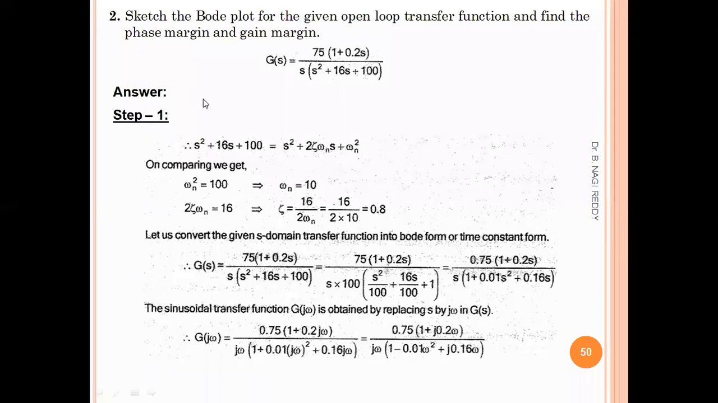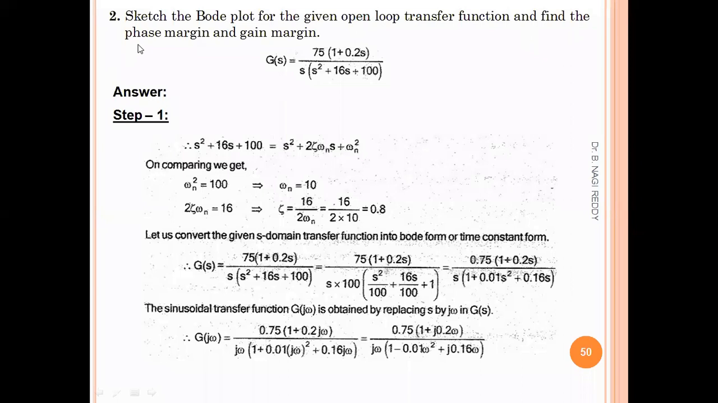Good morning, everyone. So the second problem on the Bode plot is here. Now read the problem. Sketch the Bode plot for the given open loop transfer function and find the phase margin and gain margin. So we need to plot the Bode plot for the given open loop transfer function, which is G of s equal to 75 into (1 plus 0.2 s) by s into (s square plus 16s plus 100).